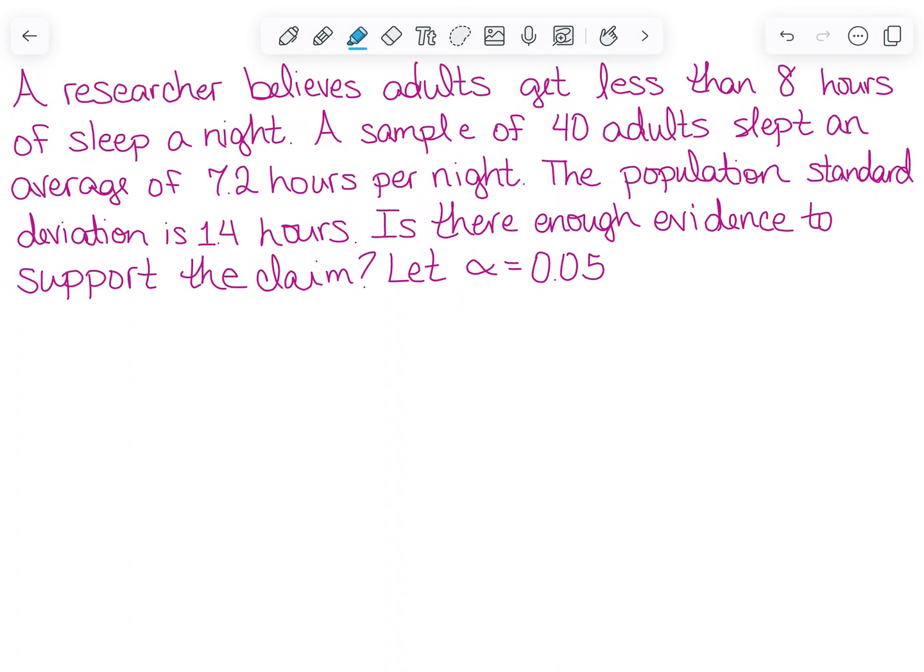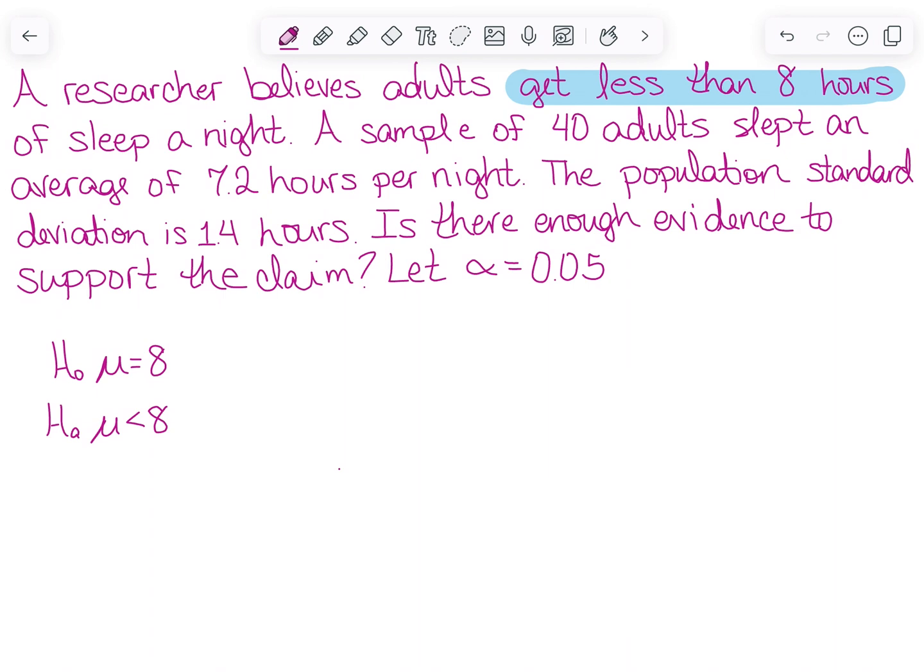My first step is to state my hypotheses. In this case, the researcher believes they get less than 8 hours of sleep per night, and that's what's going to give me my hypothesis. In this case, my null hypothesis will be mu is equal to 8, since it's always equal. And my alternative will be mu is less than 8, since this researcher is claiming adults get less than 8 hours of sleep per night.